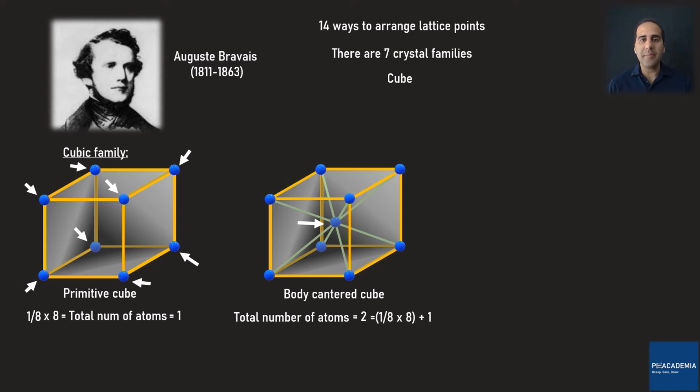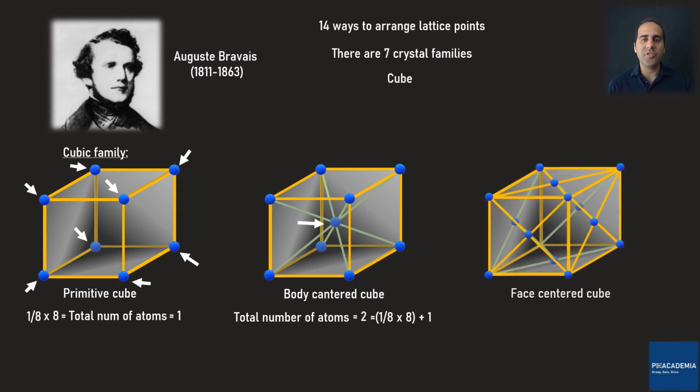The third cubic family lattice is the face-centered cube. This unit cell is similar to the primitive cubic unit cell, but with this difference that there is an atom on each face. The atoms on each face are shared with an adjacent face-centered cubic unit cell. Since a cubic unit cell has 6 faces, the total number of atoms in this unit cell is 4 and can be calculated by this equation.